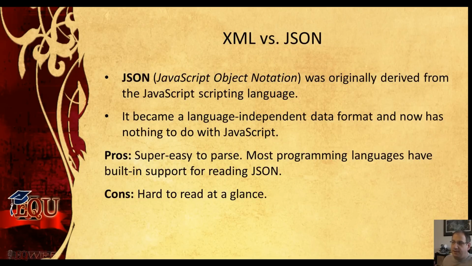Back to JSON. JSON was originally known as JavaScript Object Notation. Originally, it was derived for the JavaScript scripting language. Now it's language independent. It has nothing to do with JavaScript. You can use it for anything, anywhere that you need to store or retrieve data. It's super easy to parse. Most programming languages have built-in support for reading JSON. The only con is it's hard to read at a glance.